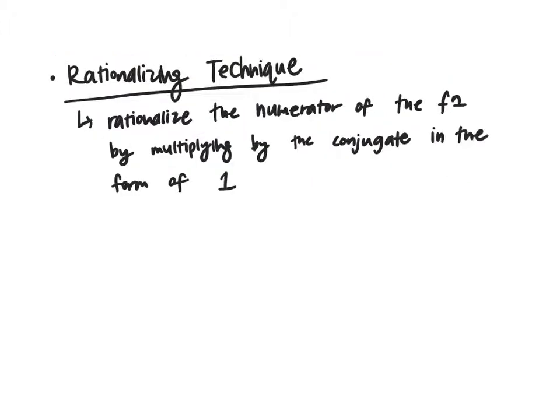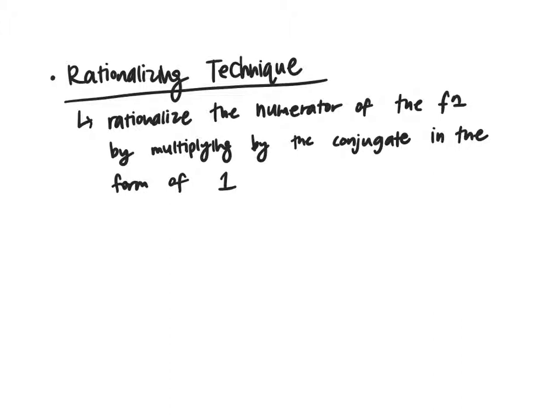The second technique we're looking at is the rationalizing technique. Normally we rationalize denominators. We want to get rid of radicals from the denominator, so we rationalize, or imaginary numbers from the denominator. But when using this technique to evaluate limits, you want to rationalize the numerator of the function. And the technique is the same. You want to multiply by the conjugate in the form of 1.